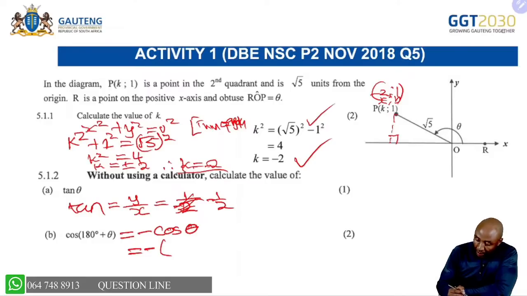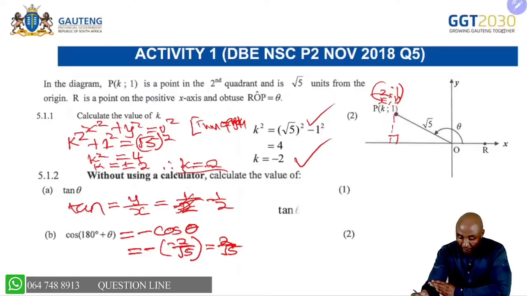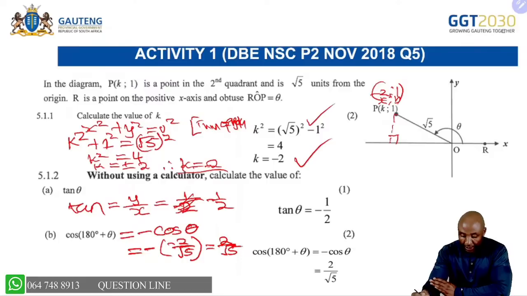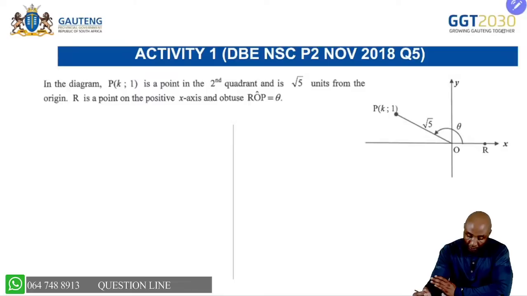What is cos theta for this diagram? We know that it will be negative 2 over the square root of 5. And that negative and that negative will give us positive 2 over square root 5. You can rationalize it if you want, but you can leave it like that. We got our solutions as that. So this was 2, that one was 1. You are able to get your marks quickly and you move on to the next question.